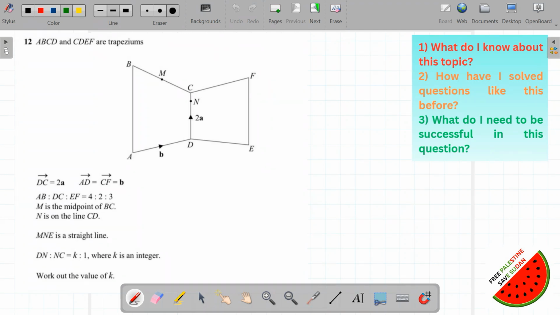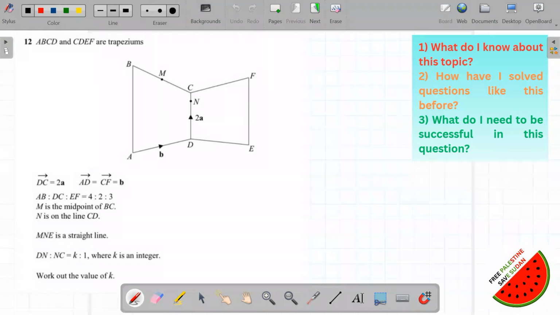So when you're solving these kinds of questions, we spoke about plan, monitor, evaluate before. In terms of planning, these are the three questions we're going to look at when planning to solve a question. The first one is, what do I know about this topic? The second one, how have I solved questions like this before? And the third question, what do I need to be successful in this question? So here in this question, let's read it first.